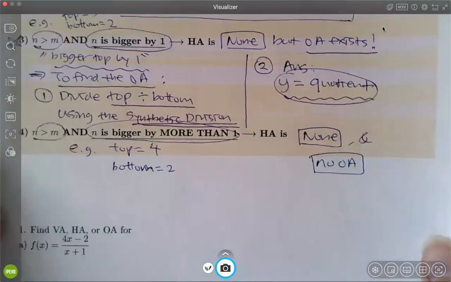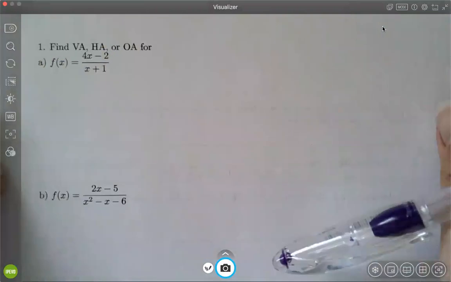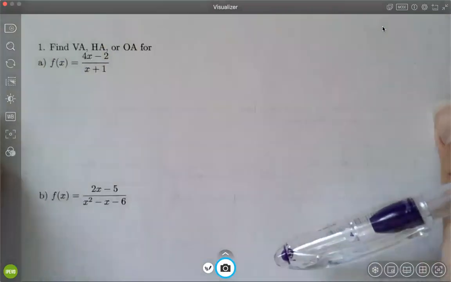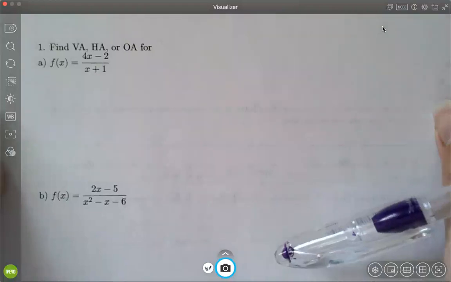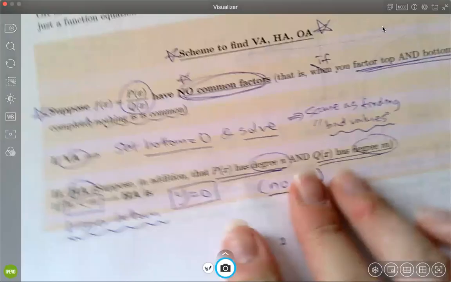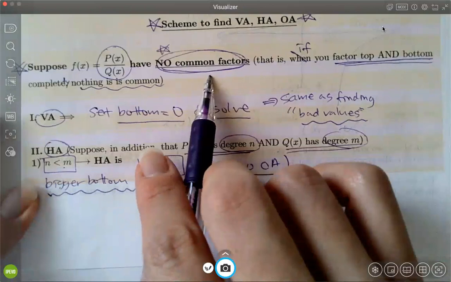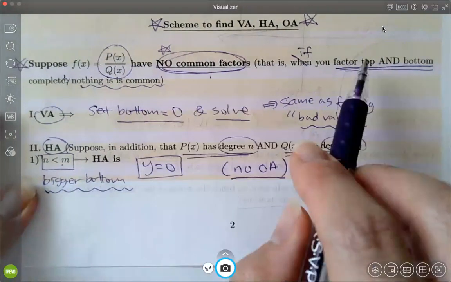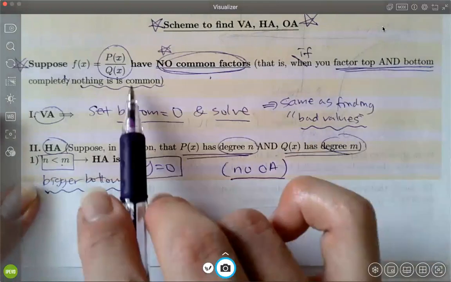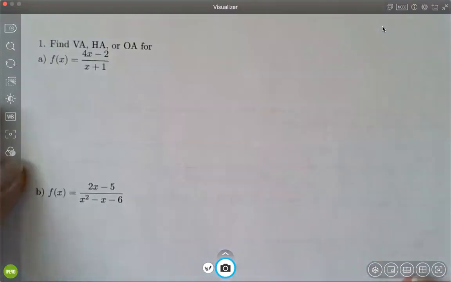Okay, so let's apply these schemes to the problems. Find the asymptotes for each of the following rational functions. We have 4x minus 2 over x plus 1. Now, before you find any asymptotes, you always have to check for what? Top and bottom have no common factors. What does that mean? When you factor top and bottom, there's nothing in common. So how do you check it for this rational function?